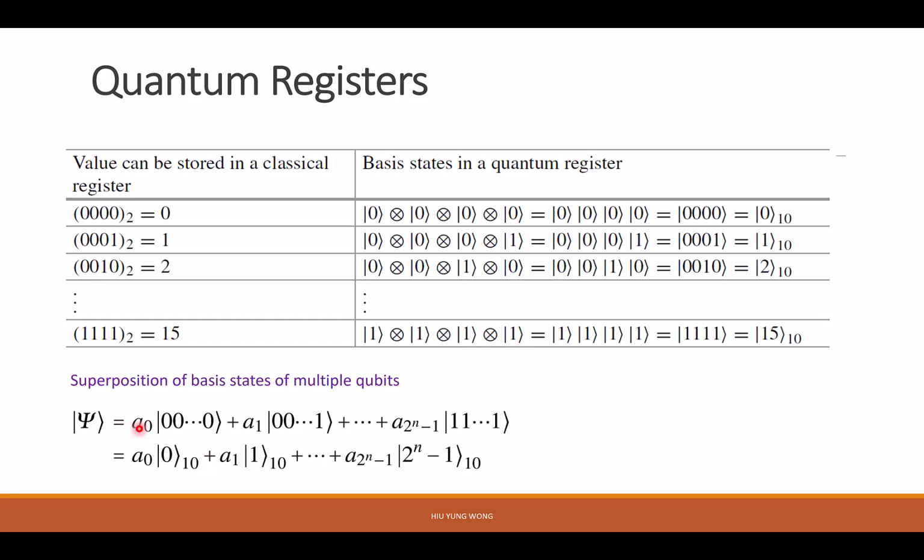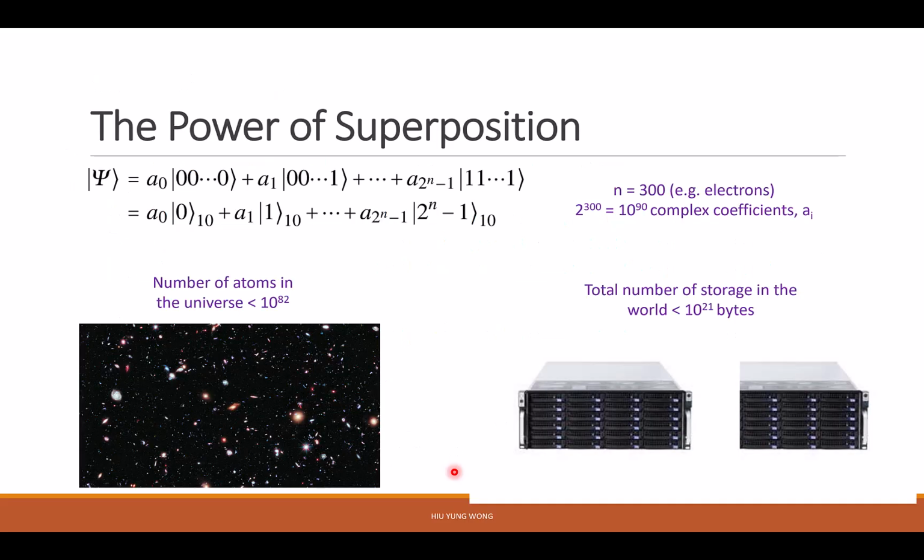Start from these coefficients: A0 of 0, A1 of 1, up to A2 to the power n minus 1 of 2 to the power n minus 1. Okay? Can be confusing, no problem. We're going to do this in the following lecture. But what is the power of this?